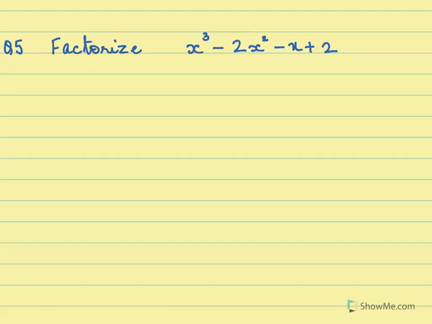Factorize x cube minus 2x square minus x plus 1. Factorize means find the different factors. So in the first step, we need to show whether x minus 1, x plus 1, x minus 2 or x plus 2 are factors. Let's first check if x minus 1 is a factor.